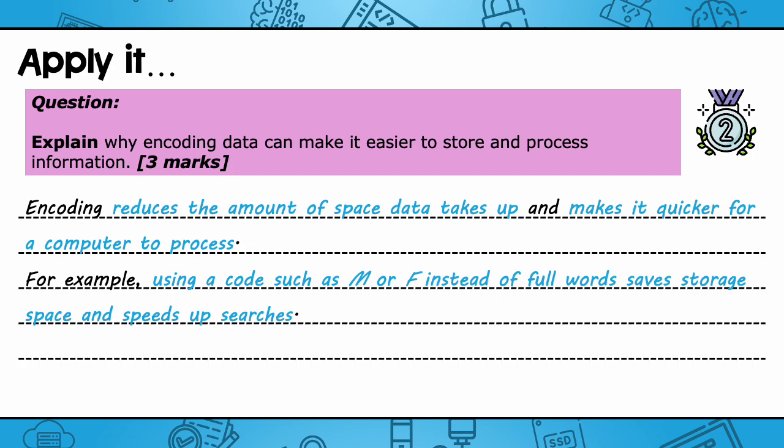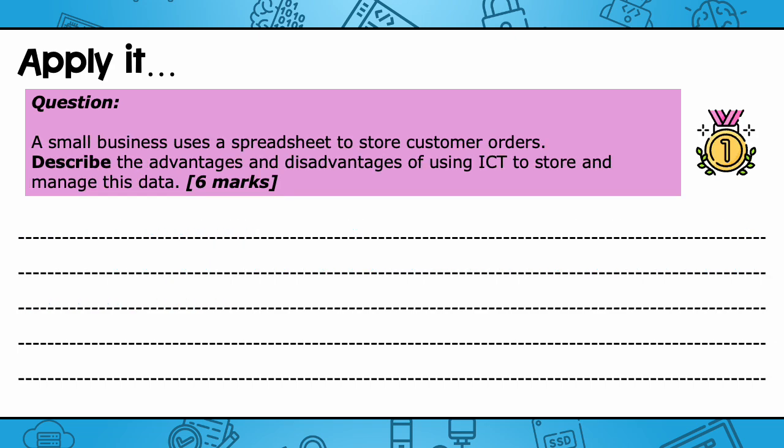For example, so we're going into an example for our marks. Using a code such as M or F instead of full words saves storage space and speeds up searches. Now it might be that you get a question in your paper that talks, for example, in that last question, it talked about a gym. So if it's talking about a gym and it leads on to a question like this, keep your example in context with that original scenario to ensure that you're picking up marks and you're keeping your answers in context.